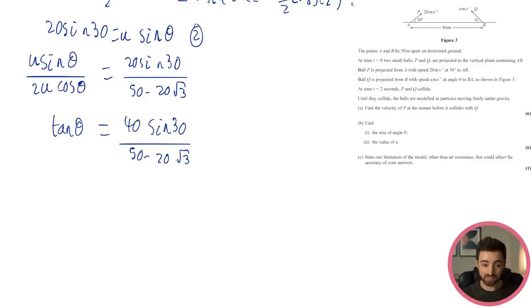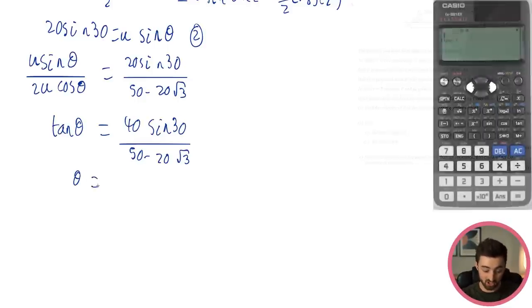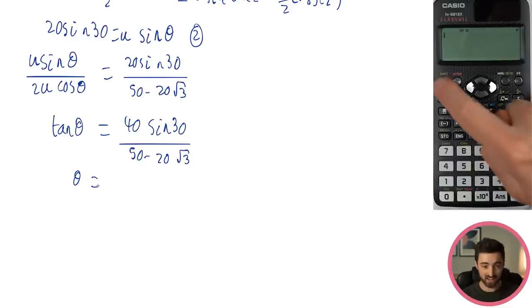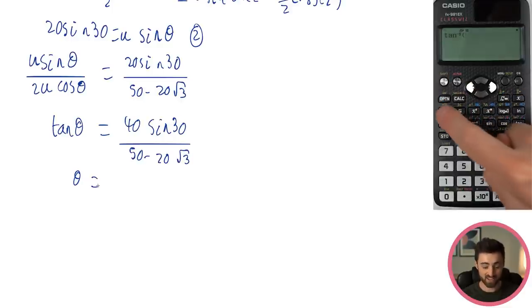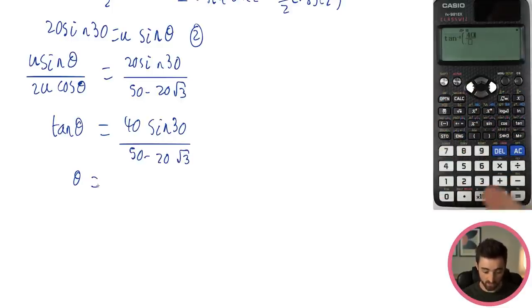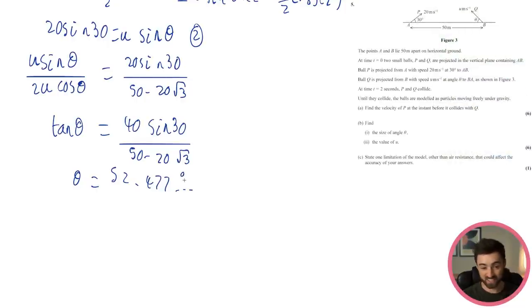Now, at this point, this is just a number. It looks horrible, but it's a number. So theta is going to be the inverse tan of all of this stuff, which is going to be inverse tan. Now, just make sure you get it all nicely in your brackets, and you should be okay here. So 40 sine 30 divided by 50 minus 20 times by the square root of 3. And that is going to get me 52.477, da-da-da-da-da. I'll round it right at the end.